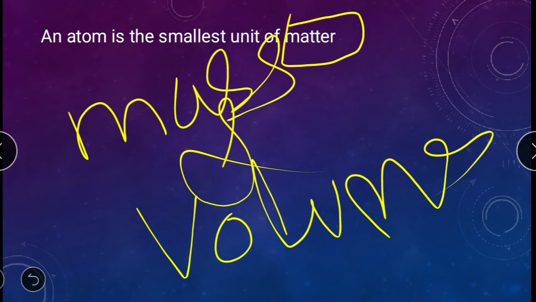So what does this statement mean? An atom is the smallest unit of matter. This means that all the matter is made up of small particles called atoms. It means that atoms are like the fundamental parts of matter from which all the matter is made. Now let us see some of the theories on the concept of atom.